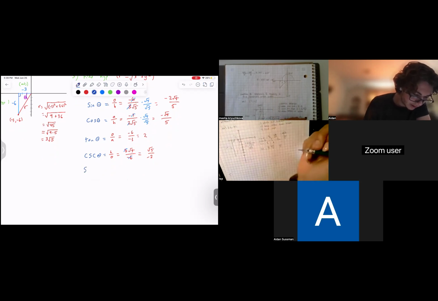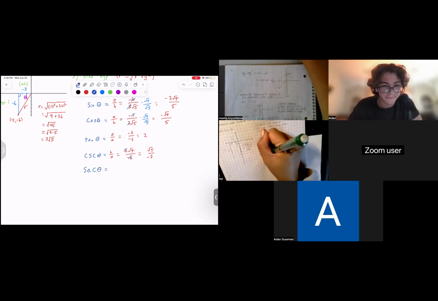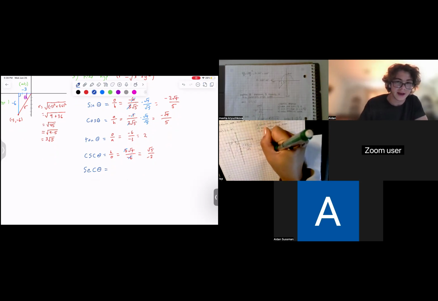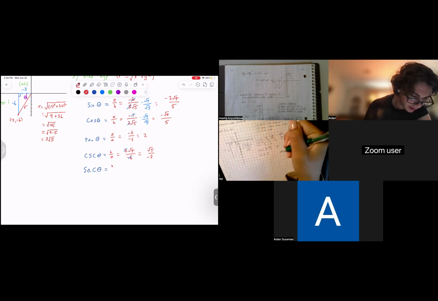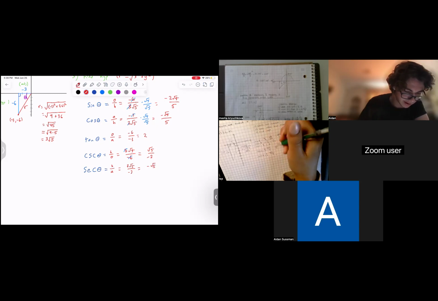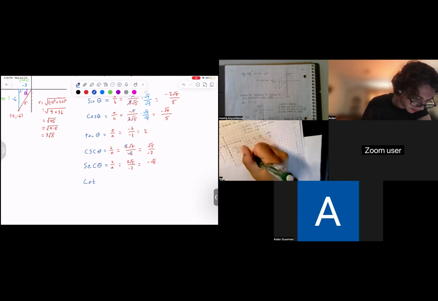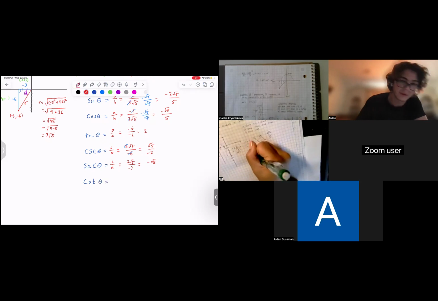And what about secant of theta? What do we remember that one is? Hypotenuse over adjacent. Exactly. That's going to be hypotenuse over adjacent. And in this case, our hypotenuse is 3 radical 5, and our adjacent is just -3. So this would be negative radical 5. All right, our very, very last one. What is cotangent of theta equal to?